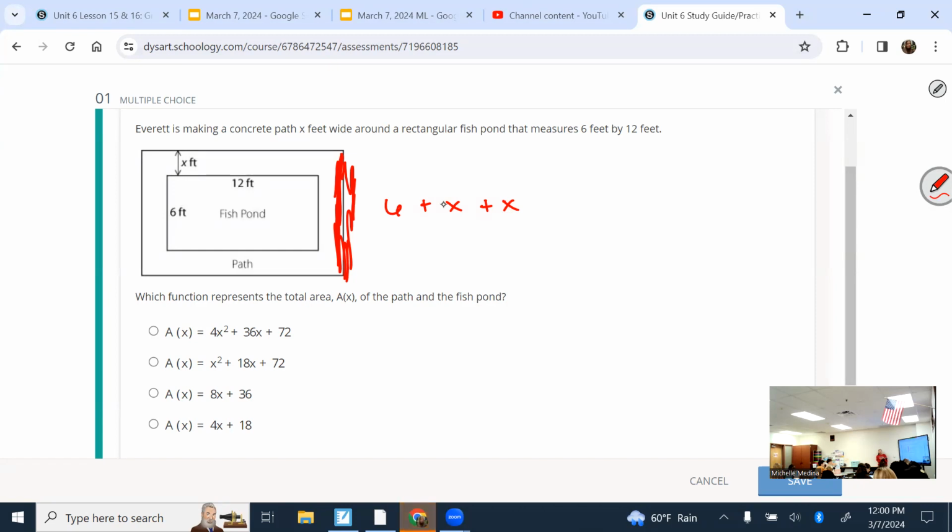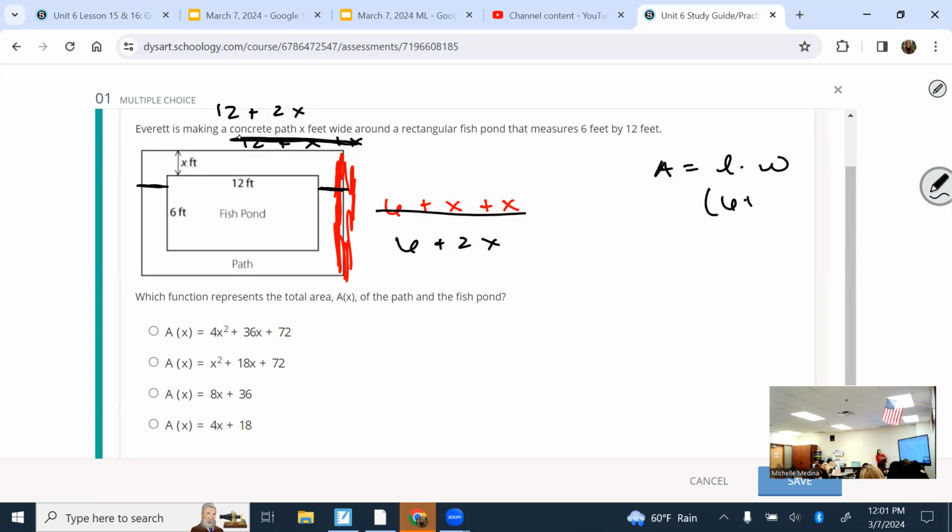Close, that would be multiplying, just adding the, what's X plus X? 2X is what it is. So this can be written as 6 plus 2X. And now for the width, I know it's 12 plus X, if we go this way, plus another X for this distance. And then when you rewrite that, it becomes 12 plus 2X. And then area of a rectangle, how do you find area of a rectangle? So I'm taking my expression for the length and multiplying it by my expression for the width.